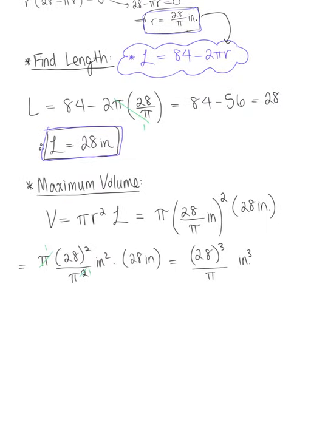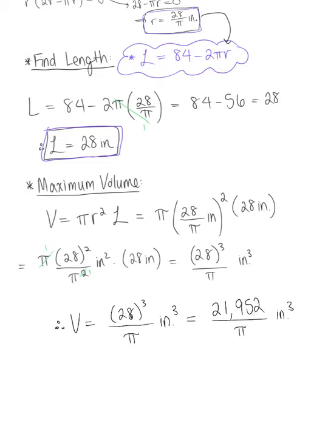So we can say, therefore, the volume, leaving it in its exponential form, we have 28 cubed over pi inches cubed, which is equal to 21,952 all over pi inches cubed. And this is our beautiful final answer here for the maximum volume.